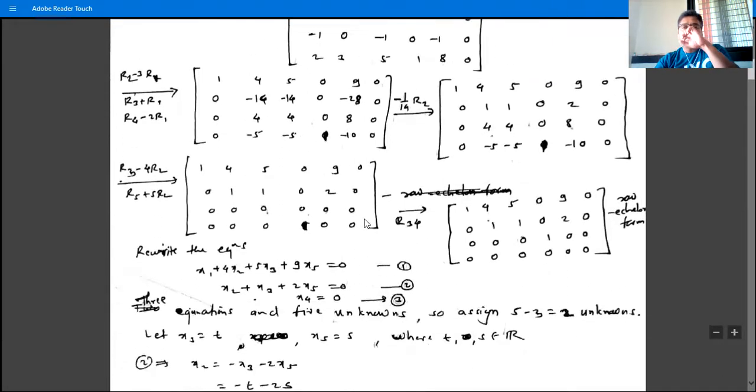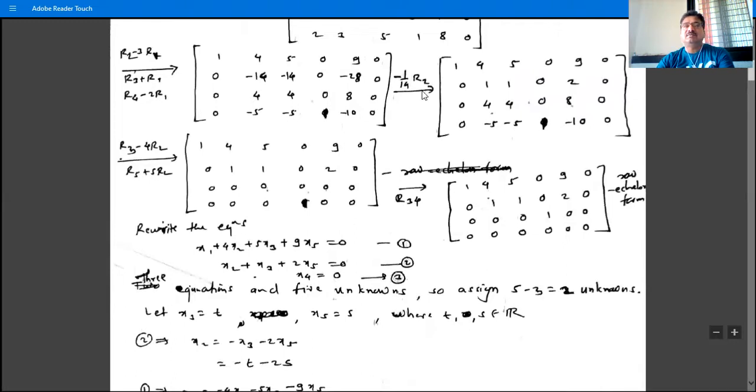And then the operation is minus 1 by 14 R2. We have to reduce this element to 1. So we have this as the second row, the remaining rows as it is. Then we have to reduce this 4 and minus 5 to 0. So the operation is R3 minus 4R2 and R5 plus 5R2.